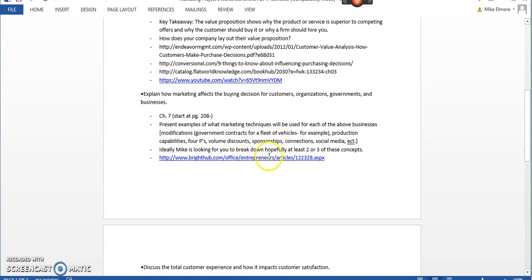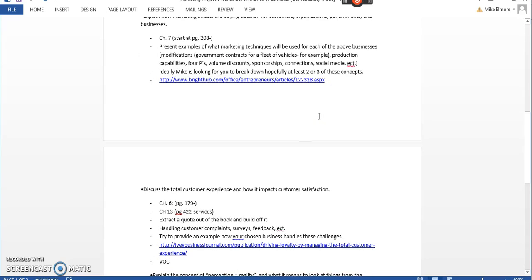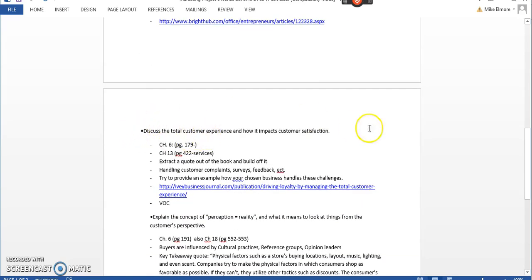And then some, I'll give you some examples here: volume discounts for government, a modification of a government vehicle, like for the DNR. So you've got the idea. Here we're back to, again, the total experience. And wow, we've covered this one in a lot of different ways, and I've provided you some great guidance there.